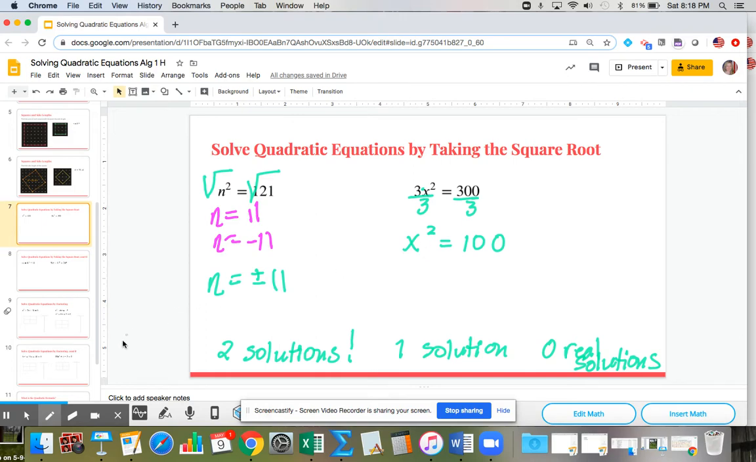Now this variable is being squared. And so to undo square, the inverse operation of square is square root. And this is where we talked about a moment ago that when you're taking the square root of an equation, your answer is going to be plus or minus, and then the square root of 100 is 10. So those are my two solutions for that equation. So we'll do a couple more examples, and hopefully that'll get you thinking about how to solve quadratic equations by taking the square root. All right, so here's my last two examples.